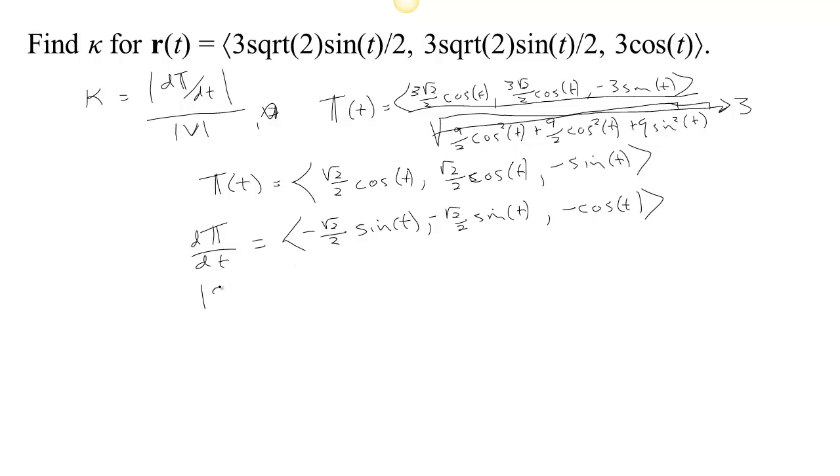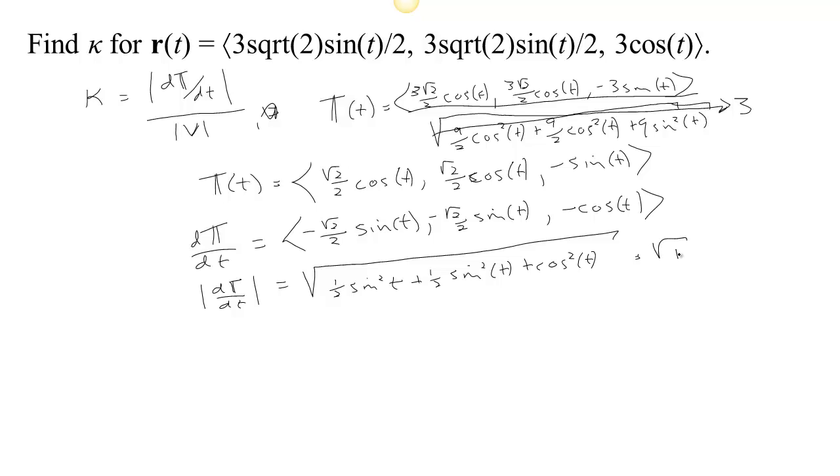So the length of dT/dt, which we need for kappa, is going to be the square root of, if you square root 2 over 2 you get a half, so we get 1 half sine squared t plus another 1 half sine squared t plus cosine squared t. 1 half sine squared plus 1 half sine squared is 1 sine squared. 1 sine squared plus 1 cosine squared is 1, so we get the square root of 1, which is 1.